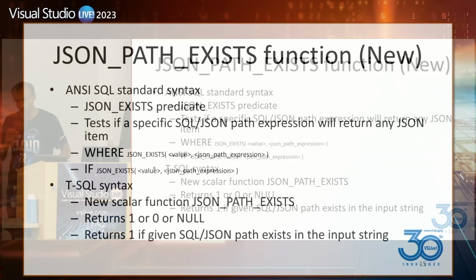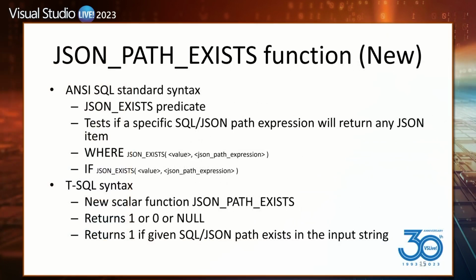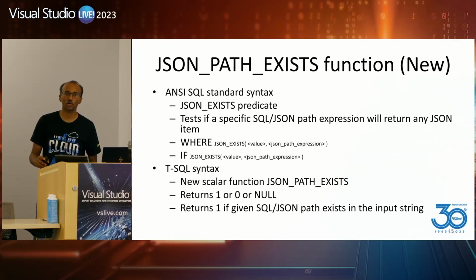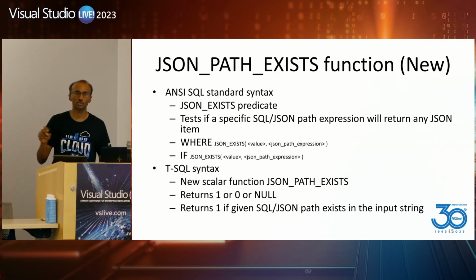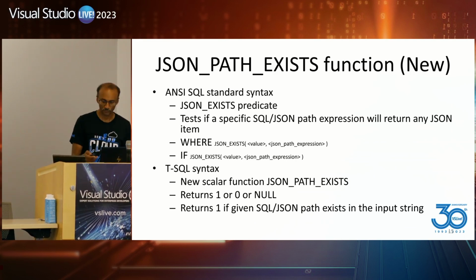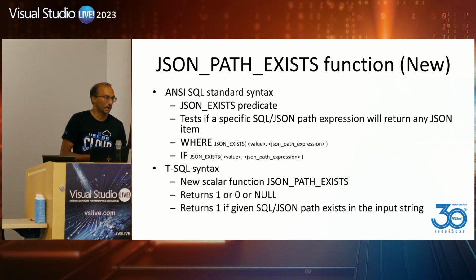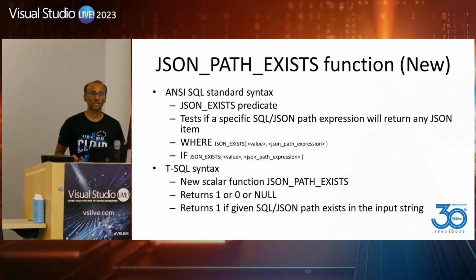Now in 2022, we added JSON_PATH_EXISTS. Like the name implies, it tells you if a particular path exists in the document or not. You would typically use it to verify certain individual things in the document. And this is also implemented like isJSON, it returns a 1 or 0, a bit value.